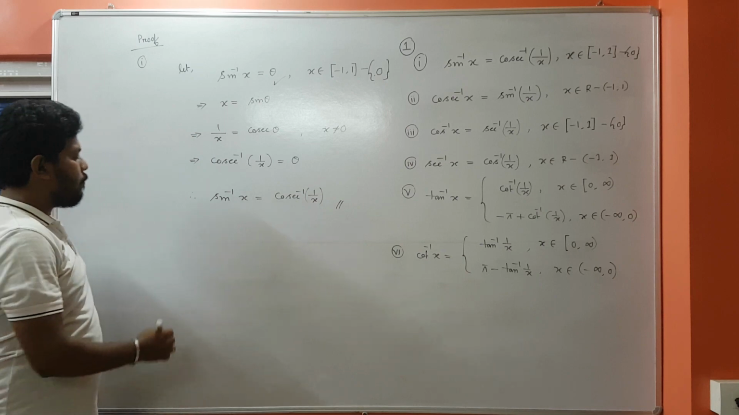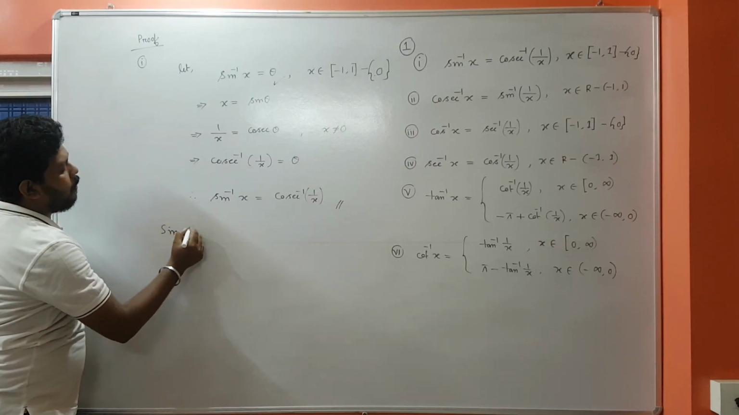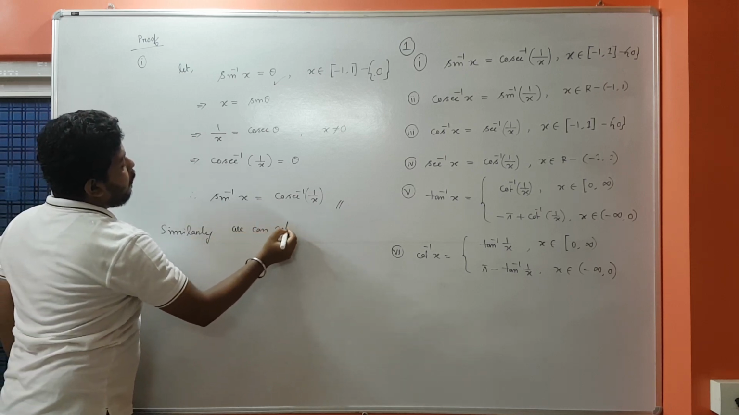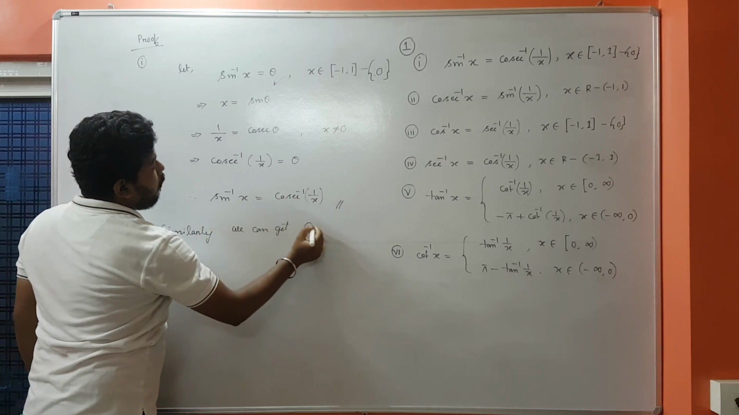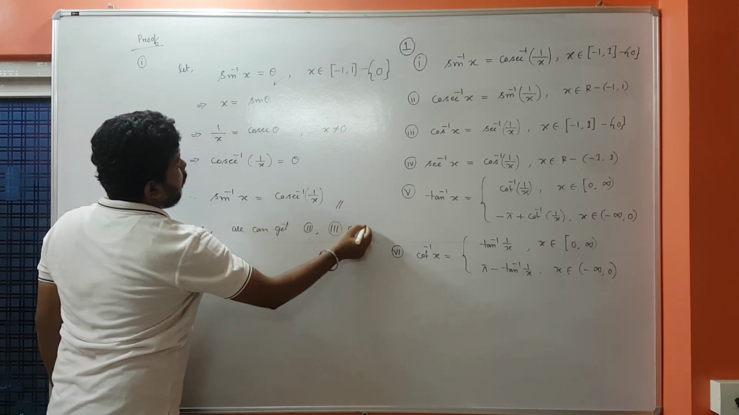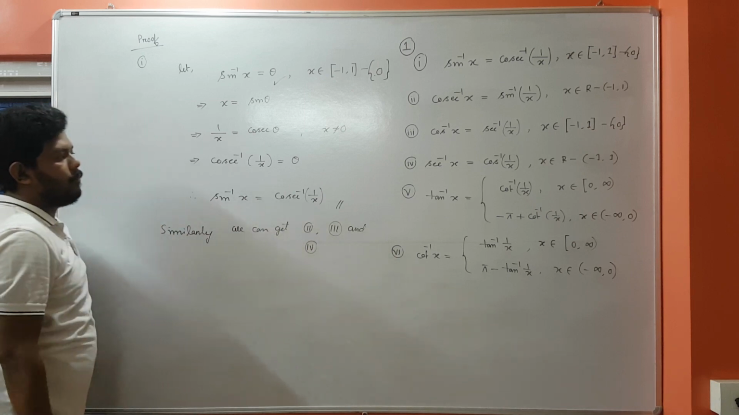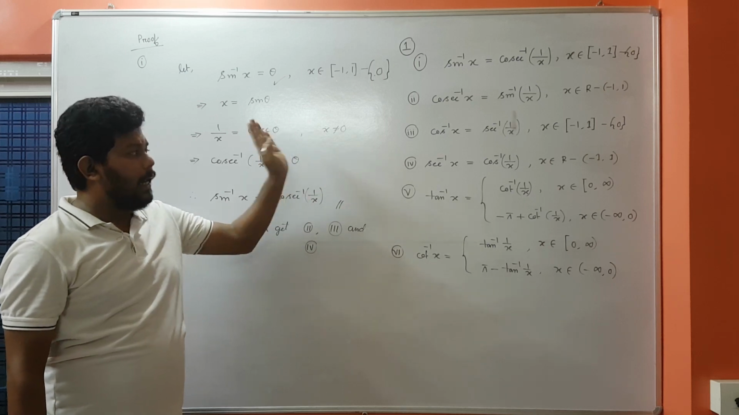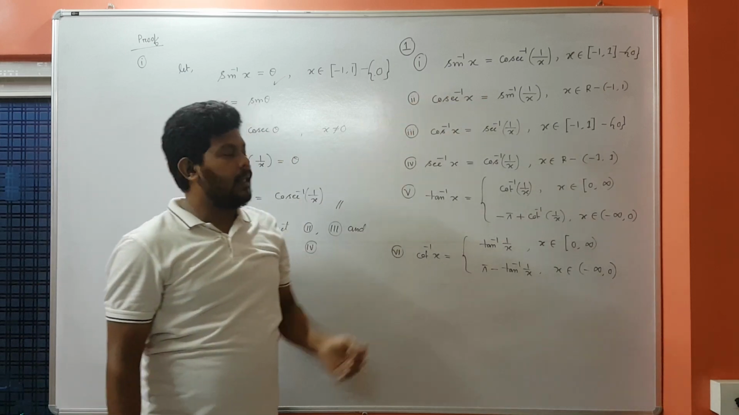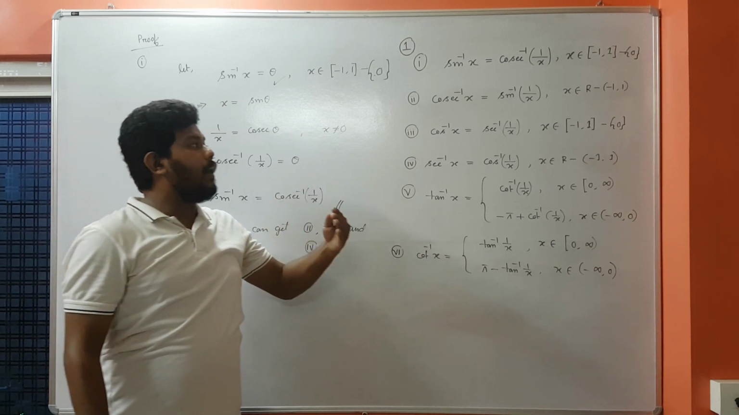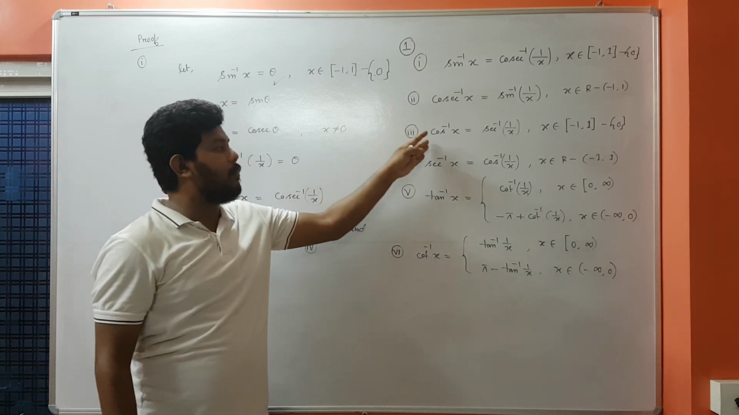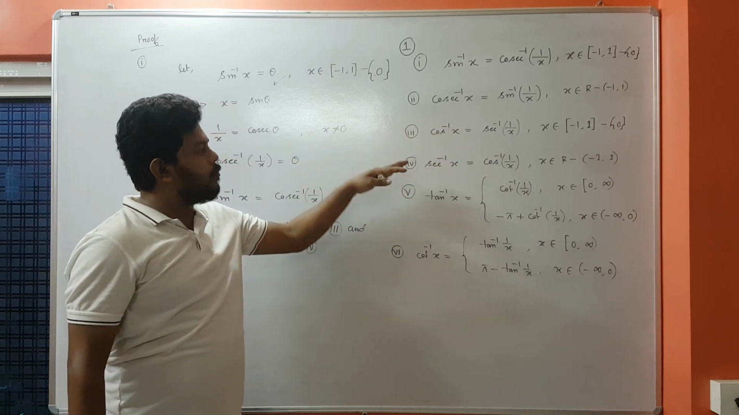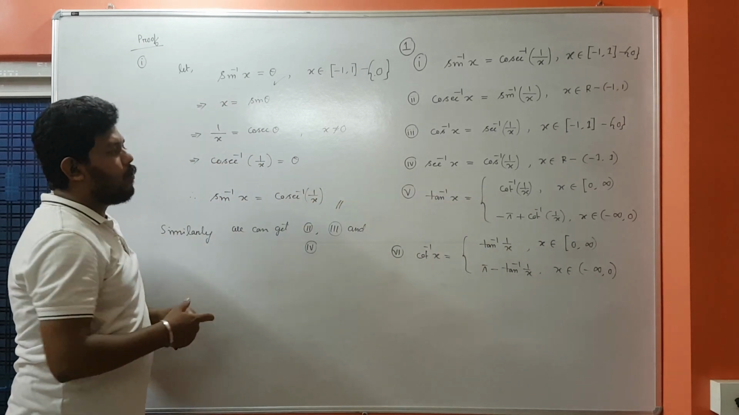Similarly, we can get number 2, number 3 and number 4. Number 2, number 3 and number 4 are the same. Let cosec inverse x equal to theta, then write x equal to cosec theta and find the reciprocal. Similarly, take cos inverse x equal to theta, then x equal to cos theta, and then find the reciprocal. Similarly, number 4 also.